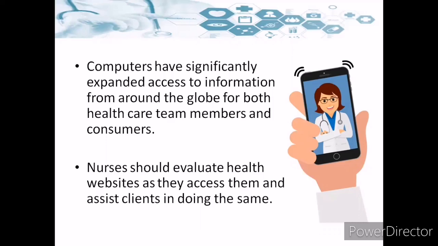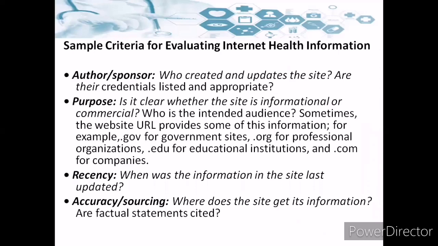Okay, so you need to be able to evaluate the internet health information that you are looking at. Make sure that you're looking at reliable internet health information, not just for you but especially for clients if you are planning to share this information. So the first sample criterion in evaluating internet health information is author or sponsor. Ask who created and updated the site, and whether their credentials are listed and appropriate.